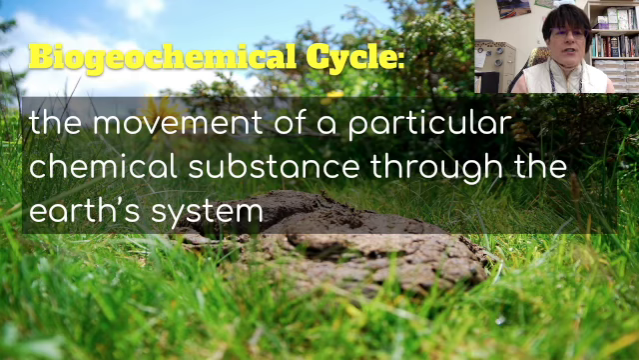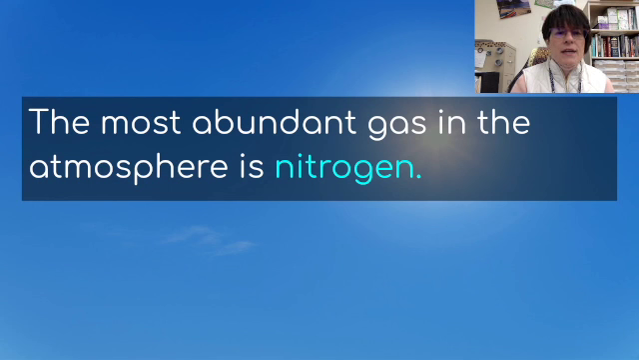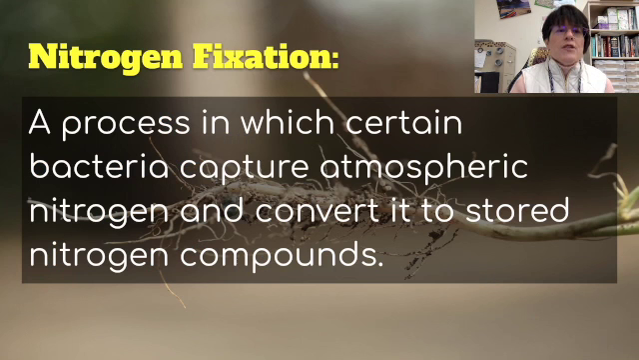And the nitrogen cycle is very important for the ability to make proteins in organisms. And the most abundant gas in the atmosphere is nitrogen, so it's very abundant. But this is not a usable form for life. So nitrogen fixation must happen, and this is a process in which certain bacteria capture atmospheric nitrogen and convert it to the stored nitrogen compounds.